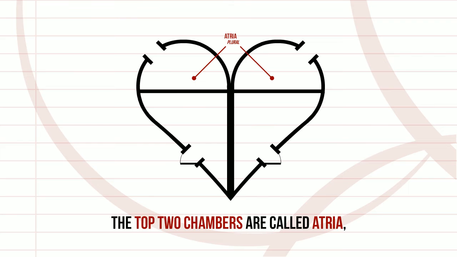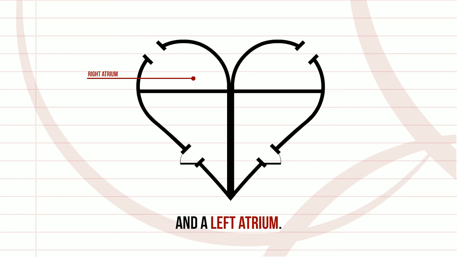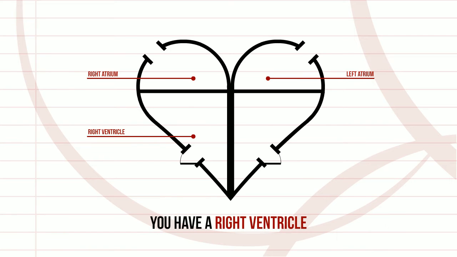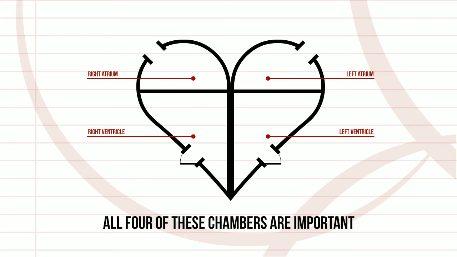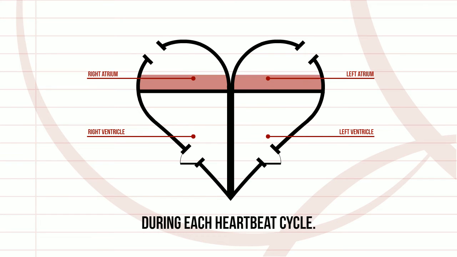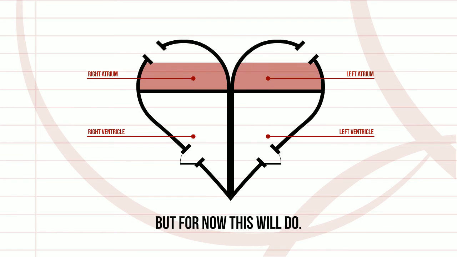The top 2 chambers are called atria, or atrium in the singular. You have a right atrium and a left atrium, while the bottom 2 chambers are called the ventricles. You have a right ventricle and a left ventricle. All 4 of these chambers are important because they hold blood at different times during each heartbeat cycle. We'll go into this in much more depth in a later video, but for now this will do.